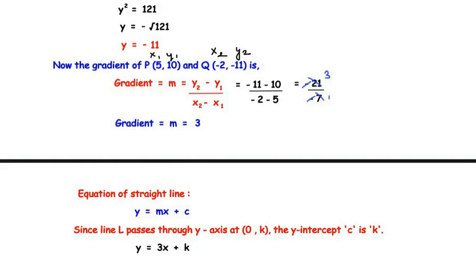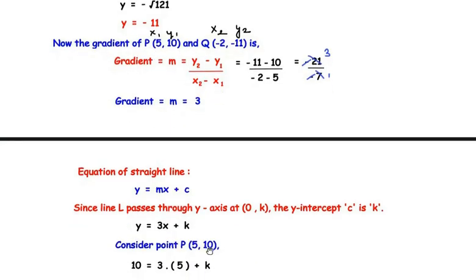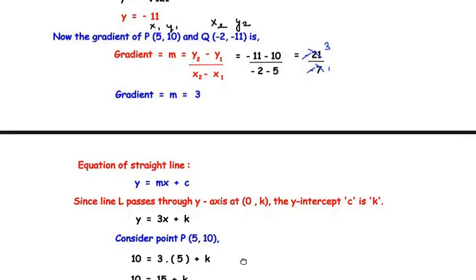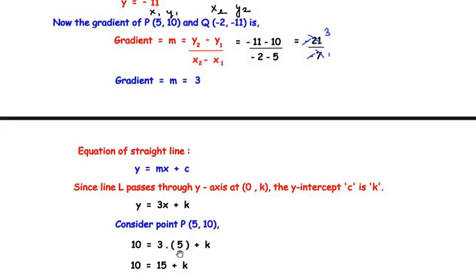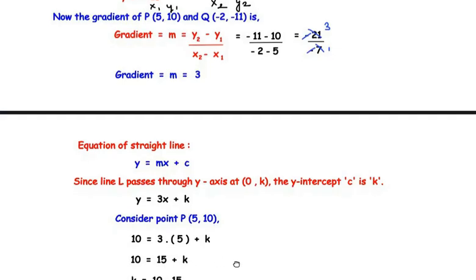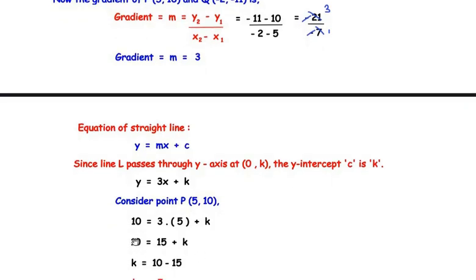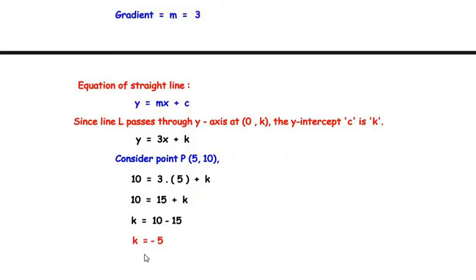Now we have to find out the value of k, and for that we can either use the coordinates of point P or point Q. I am going to use the point P over here. So consider the point P, that is (5, 10). Now let us take x as 5 and y as 10. So 10 is equal to 3 times 5 plus k. Now simplifying this, we get 10 is equal to 3 times 5, which is 15 plus k. Now let us take 15 on the other side of equal to sign. So we get k is equal to 10. Now positive 15 becomes negative 15. So 10 minus 15 gives us the value of k as negative 5. So this is our answer.